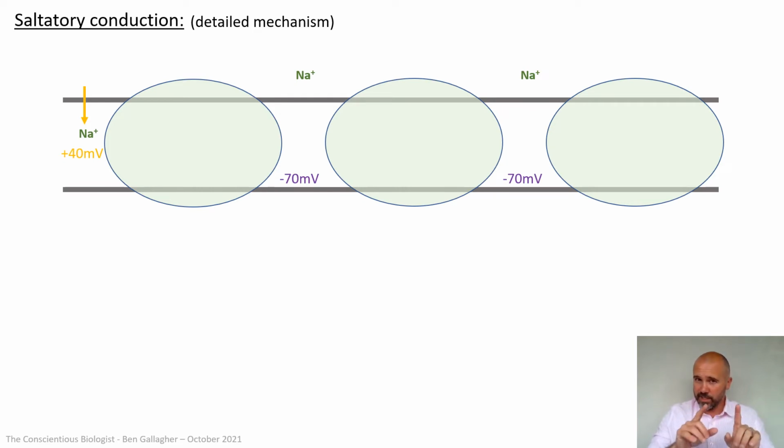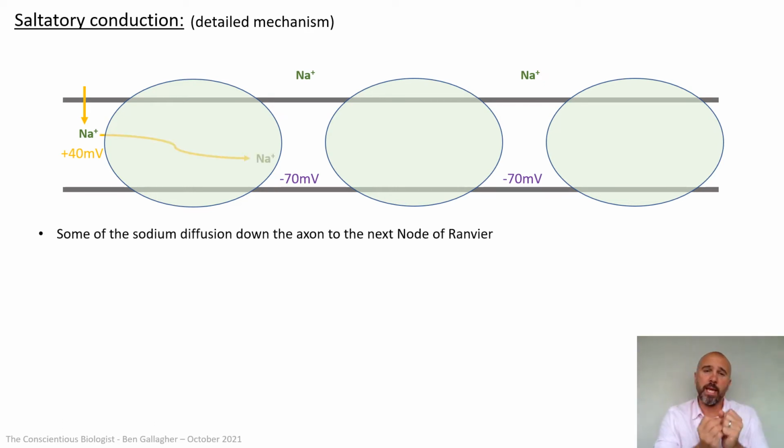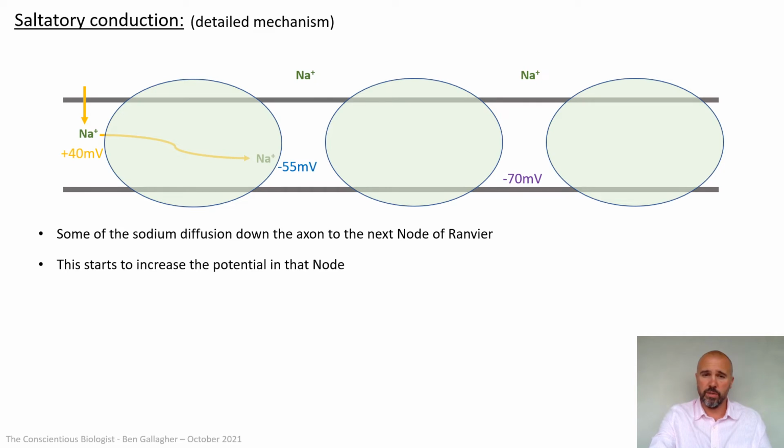How that initiated, we'll do in the next video, but let's just link this to what we're doing now for saltatory conduction. That positive +40 there needs to send a signal to the next node of Ranvier. Now what happens is that some of that sodium that came in diffuses down to the next node of Ranvier. And you need enough sodium to move down to increase the potential in that node to -55 millivolts. -55 millivolts is known as the threshold potential.